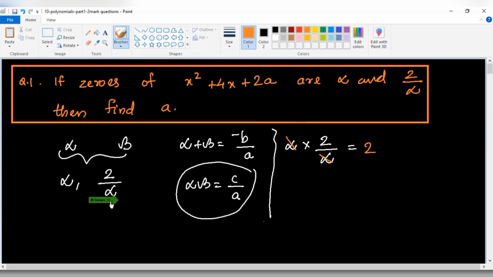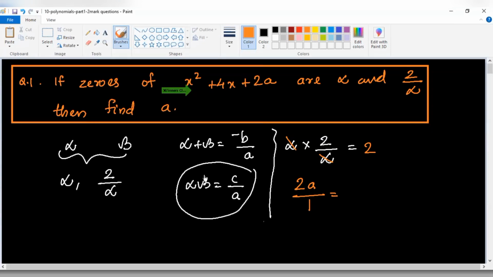So what we got here is the product of two zeros is 2, which should be same as c by a. In the given polynomial, in place of c we have 2a. So c by a, where a is the coefficient of x square. In this polynomial, in place of a we have 1. So 2a by 1. Here it is 2. Got it?